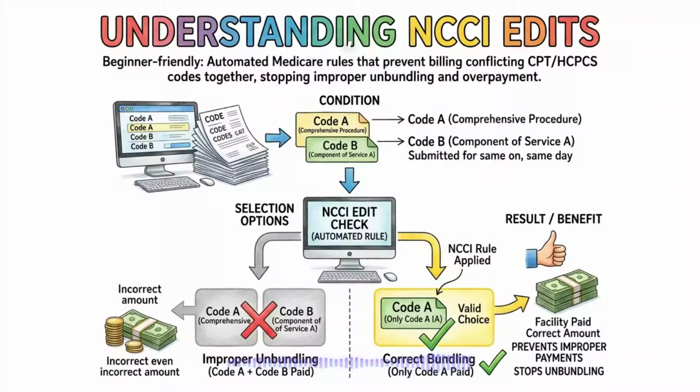Because these codes directly determine how much money a facility makes, Medicare created a strict set of rules called the National Correct Coding Initiative, or NCCI. The NCCI contains millions of automated edits that tell computers which CPT and HCPCS codes cannot logically be billed together on the same day for the same patient. These edits are designed to prevent facilities from improperly unbundling procedures to get paid more than they deserve.